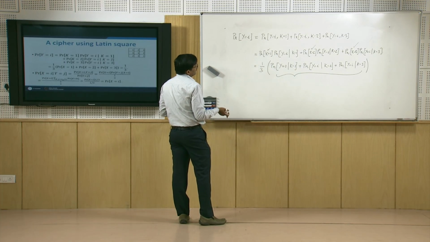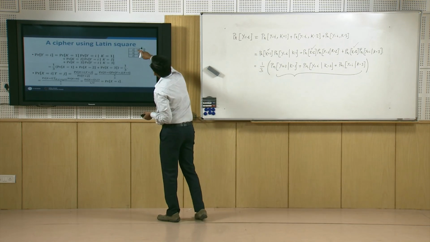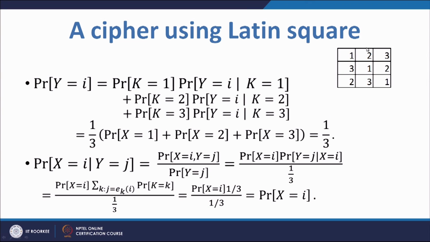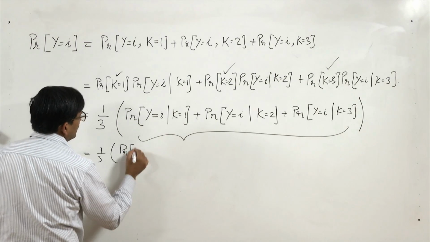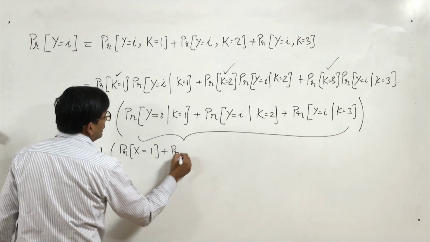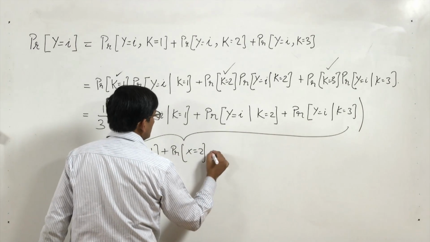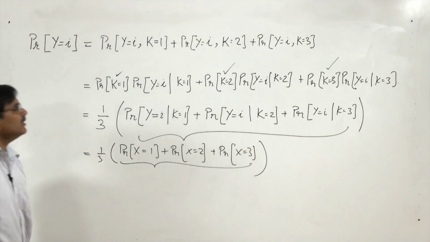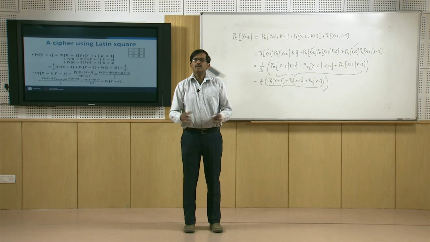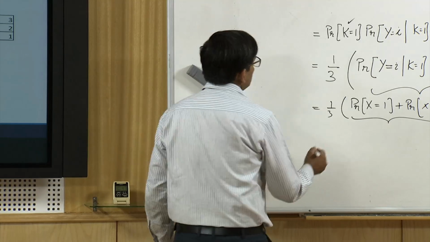Similarly, if you put probability of y equal to 2: k equal to 1, x equal to 2; k equal to 2, x equal to 3; k equal to 3, x equal to 1. So, you will have permutations of these 3 probabilities. Therefore, I can write this as 1/3 times probability of x equal to 1 plus probability of x equal to 2 plus probability of x equal to 3, and we know that whatever be the distribution of the plain text, this sum of all the probabilities is going to be 1, and therefore, it is going to be 1/3.